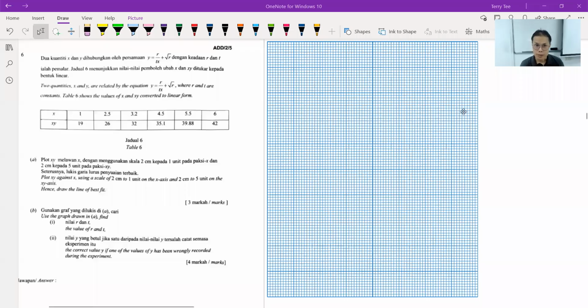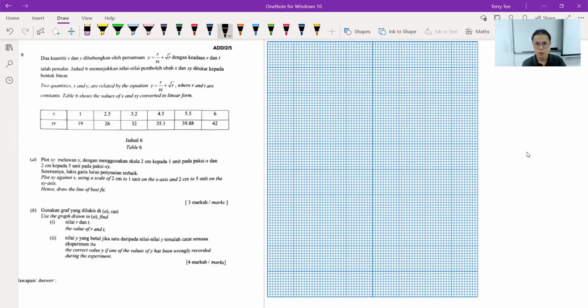Okay, moving on to question number 6. This is from the chapter linear law. So here we have two quantities, x and y. They are related by the equation r over t x plus square root r, where r and t are constants. You're already given a table of values, and this value here already calculated x, y. So you don't have to convert this to linear form. You don't have to recalculate your x, y. So here we're plotting x, y versus x. Can you see? Plot x, y against x.